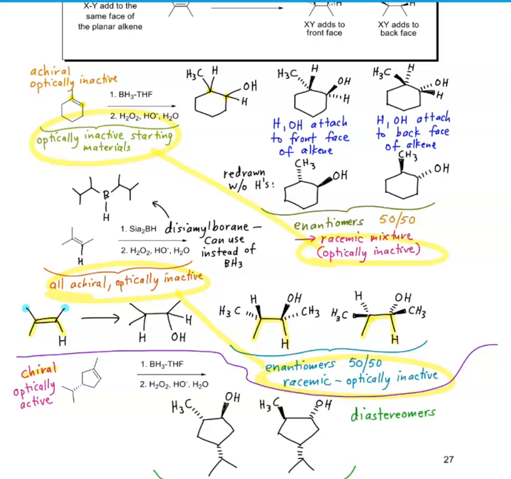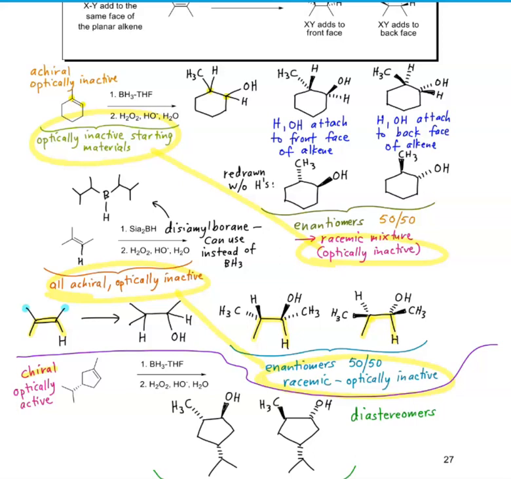Now, if we look at the starting material, the alkene, I made this one a ring so that it would be easier to see, but it's going to be true for any chiral alkene. In this case, the faces are not the same. So the reagent is going to be more likely, and it's going to be better able to approach one face of the alkene than it is the other.